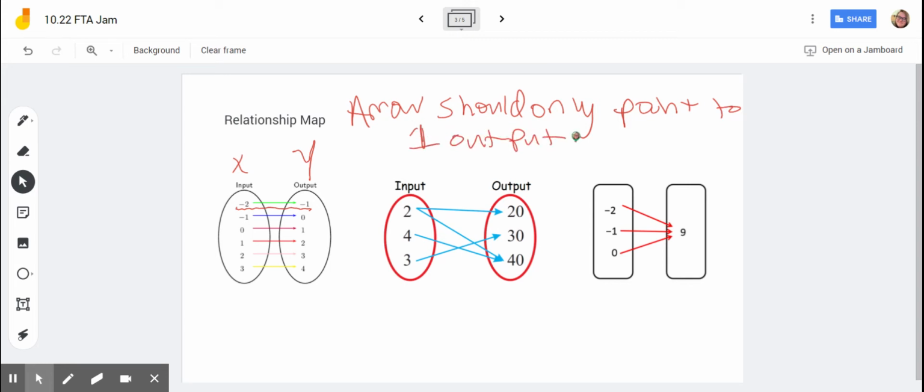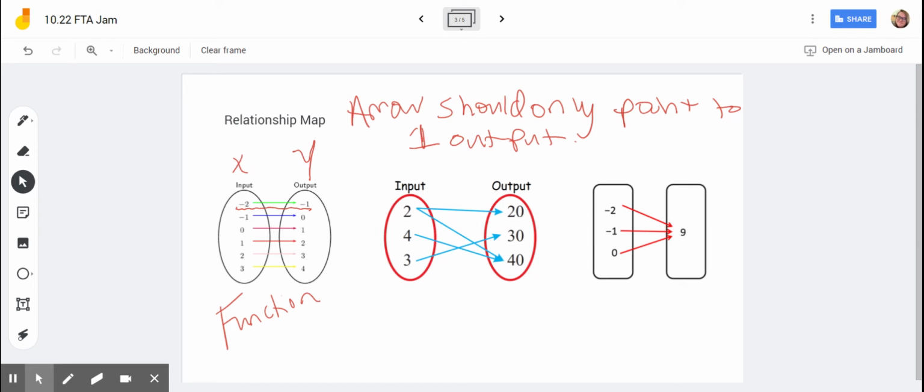Okay, so if we look at this first one, -2 goes to -1, that's good. We have -1 goes to 0, that's fine. We have 0 to 1, that's good. We've got 1 to 2, that's good. We've got 2 to 3, that's good. And we have 3 to 4, that's good. Okay, so since every input, every x value only has one y value, this is a function.